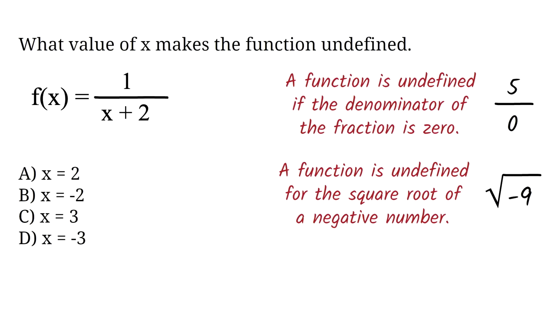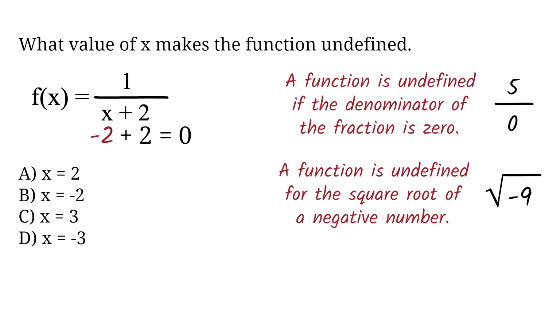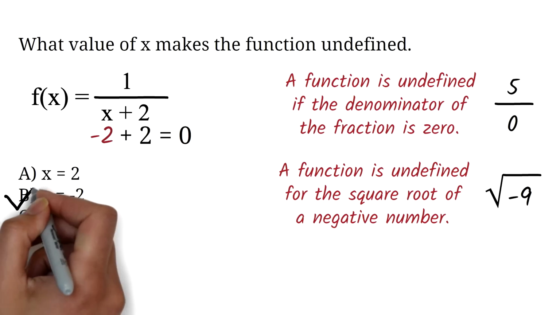For this question, the function will be undefined if the denominator is 0. So we want an x value that will make the denominator 0. You do not need to do any major calculation for this question. Which of the answer choices can replace x to get 0? We can see that if we replace the x in the function with -2, we will get -2 plus 2, which is 0. So the x value that makes this function undefined is -2. Therefore, the correct answer is B.